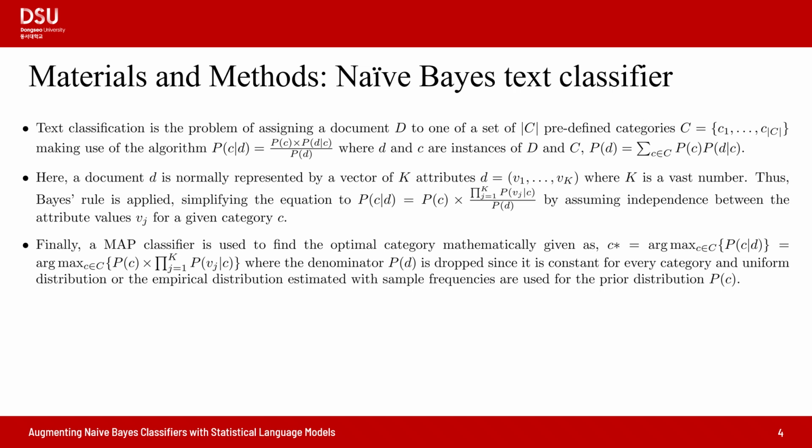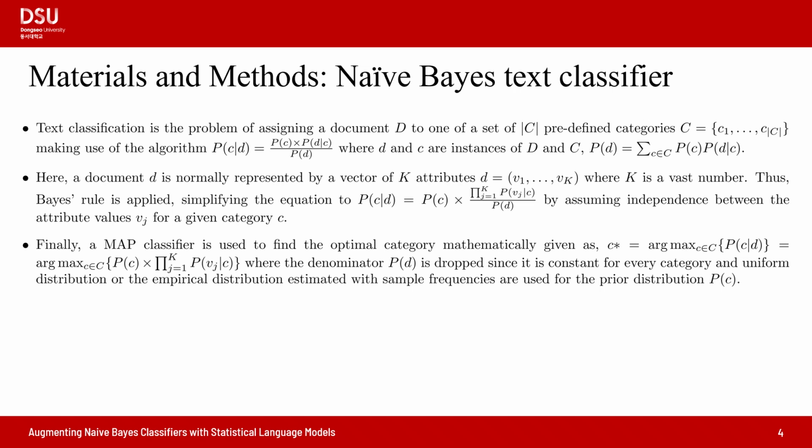Thus Bayes rule is applied for simplifying the equation that we saw above to probability of C given D is equal to probability of C times the product from j equal to 1 to k, probability of Vj, which is the vector representing the document, given C, divided by probability of D, by assuming independence between the attributes. That is, Vi and Vj will not be equal to each other. They'll be independent of each other. So this is the main assumption of naive Bayes text classifier for a given category C.